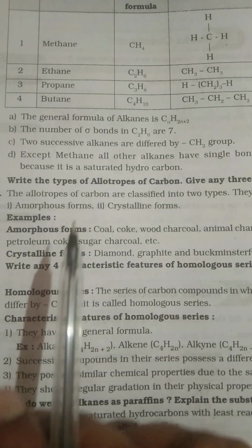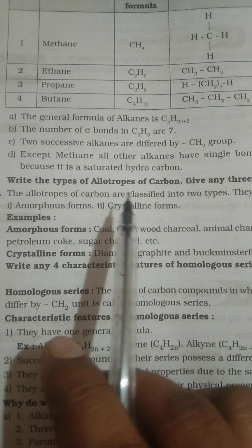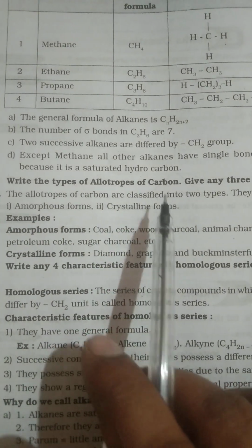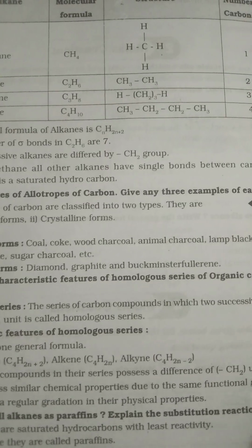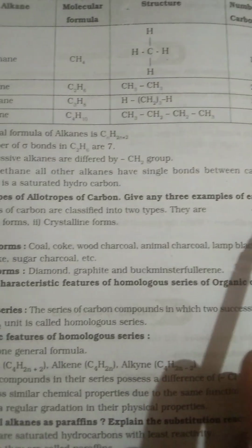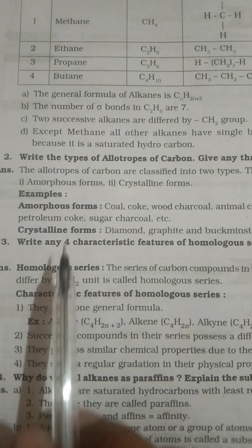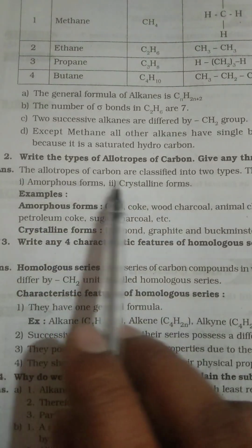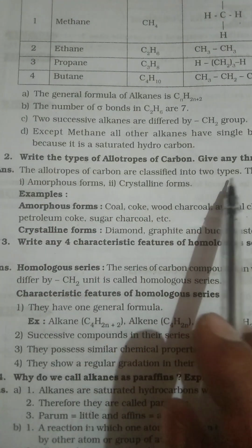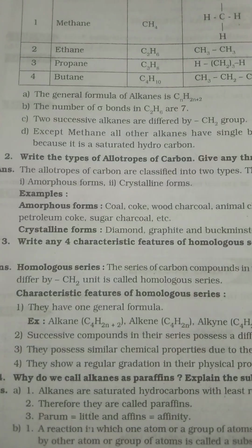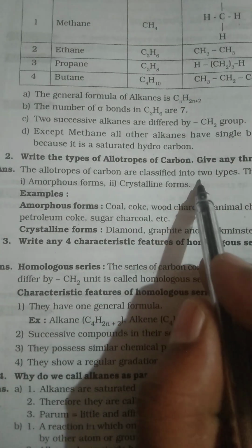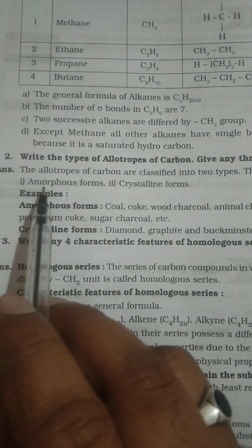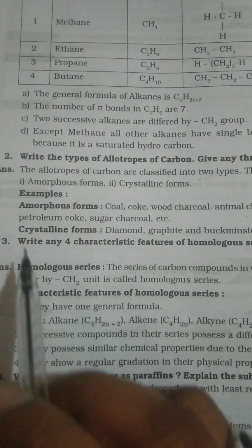Question number 1: write the types of allotropes of carbon. Give any three examples of each. The allotropes of carbon are classified into two types. The first one is amorphous forms.